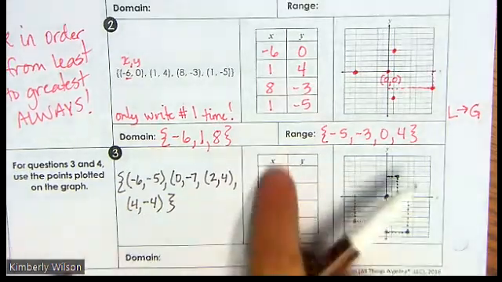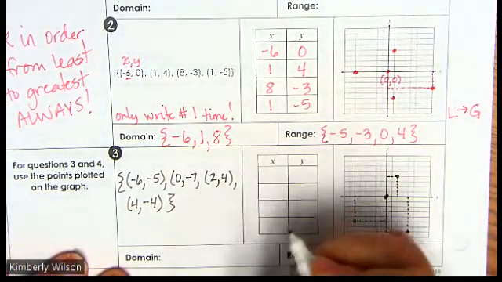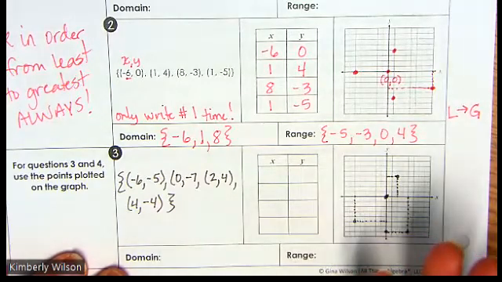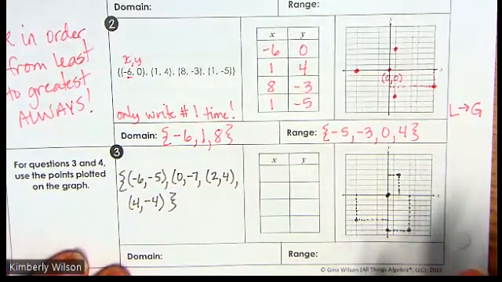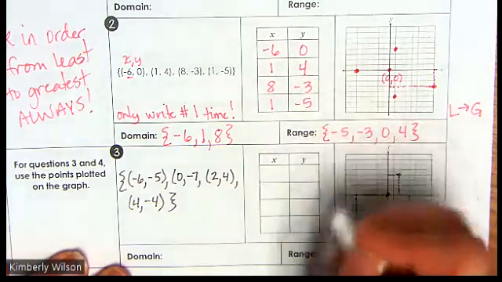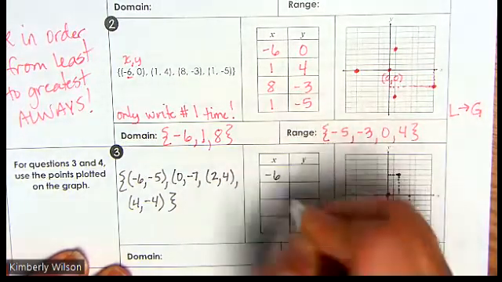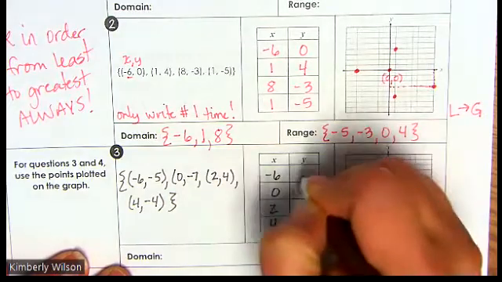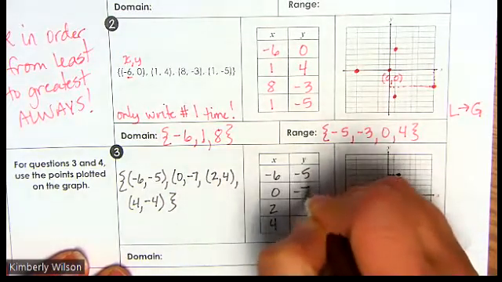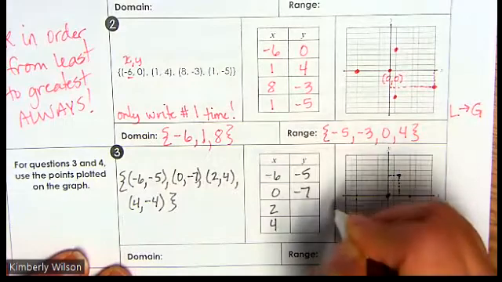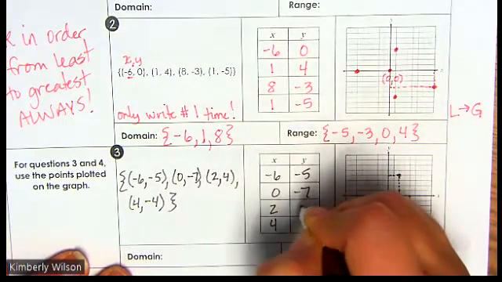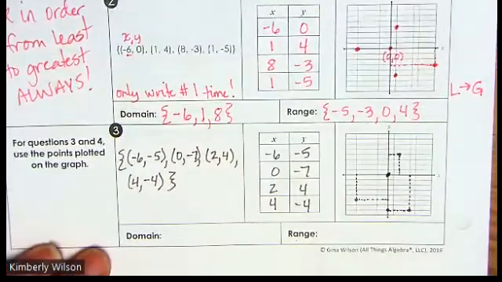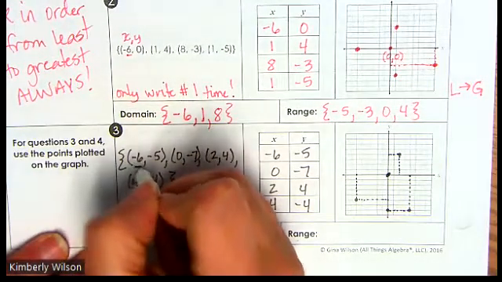All right, so the X values of the table, remember that's in order from least, it really doesn't have to be in order. Okay, but it's nice. -6, it makes everything else easier. -6, 0, 2, 4, -5, -7. Oh, I forgot my close parentheses. 4, -4.